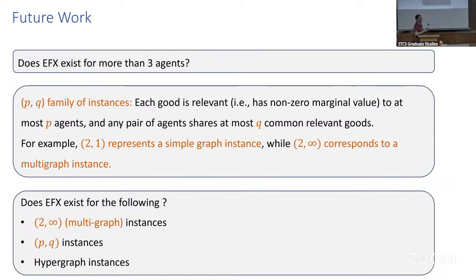In a hypergraph instance, you are given a set system. The hyperedge would be an item, and the vertices present in it would be the agents who evaluate it positively. For such instances, does EFX exist or not? So these are the open questions. That's all from my side. Thanks.